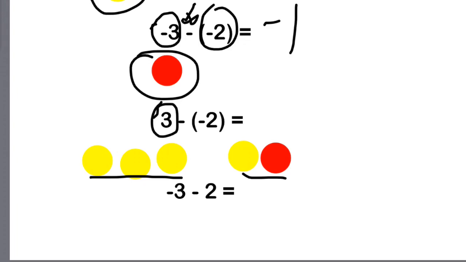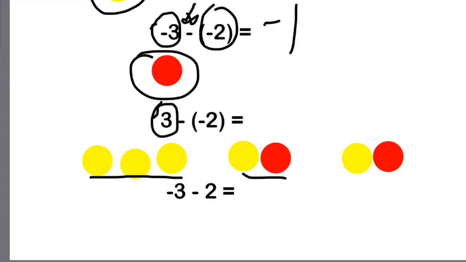And now if you look at this 0 pair, there's a negative that I can take out of that 0 pair. But I'm not going to do that yet because I need to take away 2 negatives. So I need 2 0 pairs. So I'm going to add another 0 pair to my answer. So now I have 3 plus 0 plus 0, which is still 3 counters.